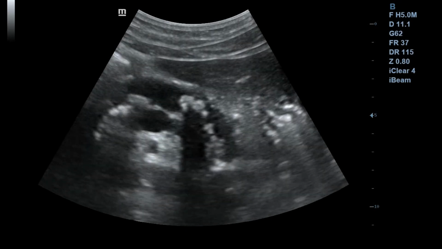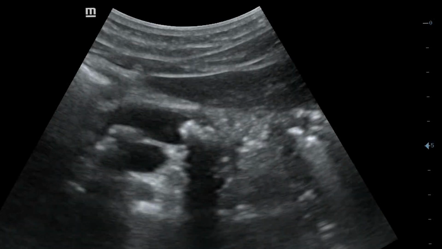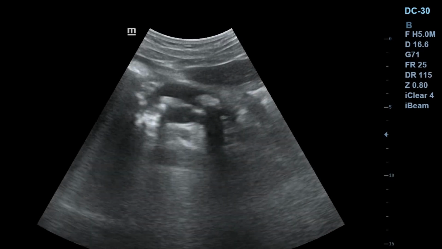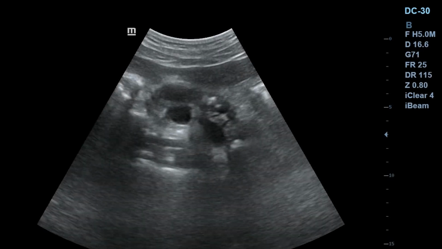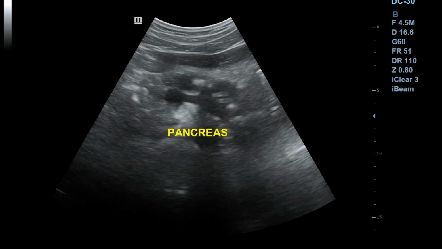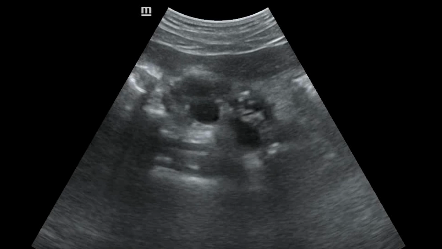It is difficult to differentiate between chronic pancreatitis and pancreatic carcinoma in a patient presenting with a dilated pancreatic duct. As a general rule, chronic pancreatitis is more highly suspected when the duct contains calcifications. Here, the pancreatic duct is seen dilated and irregular.